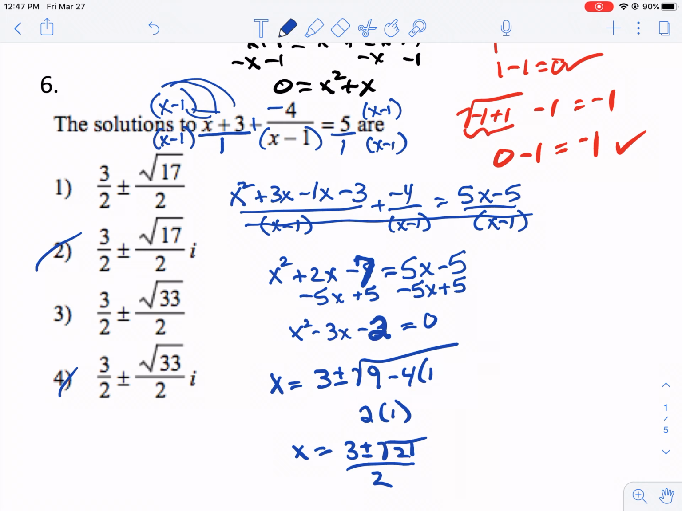So if you already caught that, good job. Alright, so now I get 9 plus 8, which is 17. That looks better. That matches our answers. But again, no i. So it's got to be number 1.